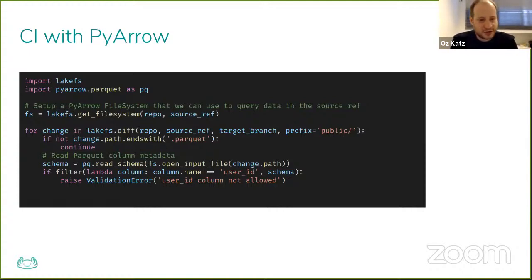So with 5 lines of Python, I can now create a policy for my data lake that otherwise would be pretty hard to maintain. And I know that anything that happens on the main branch will always go through this validation.